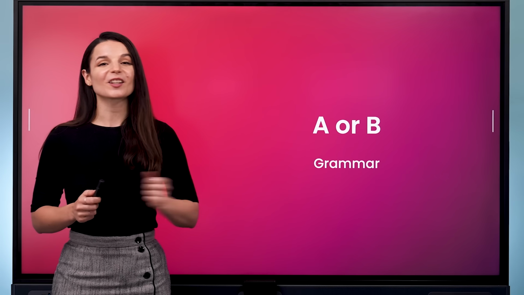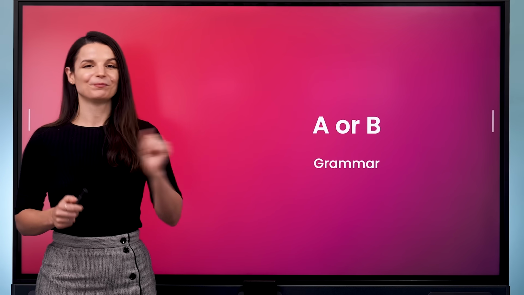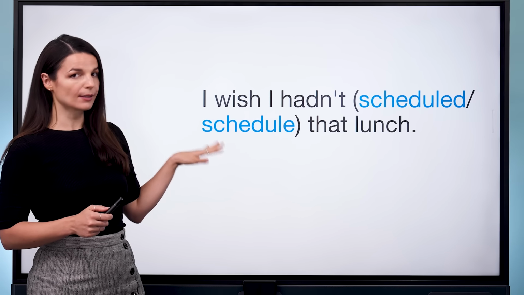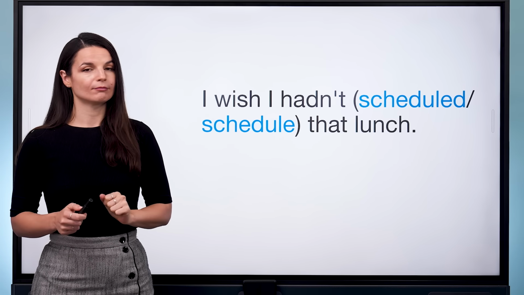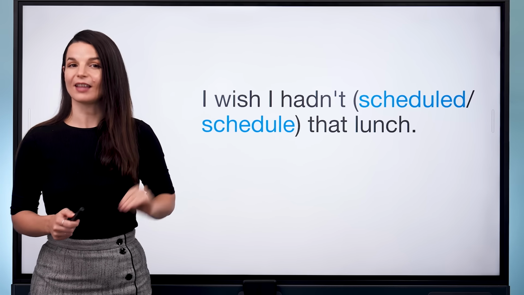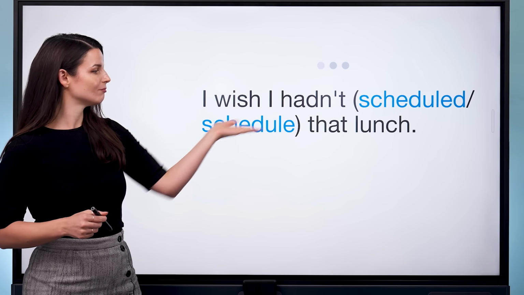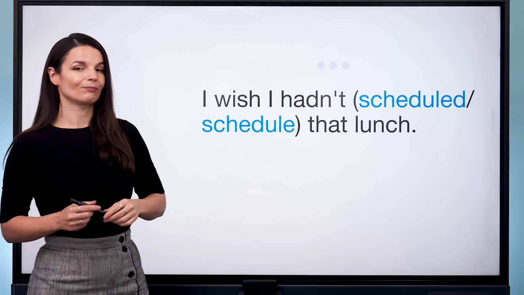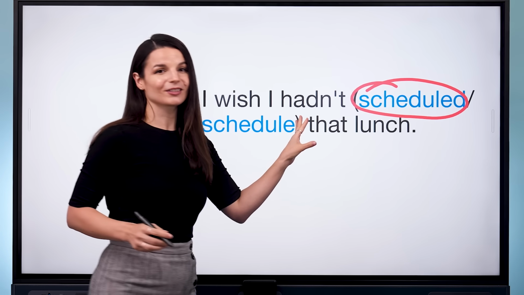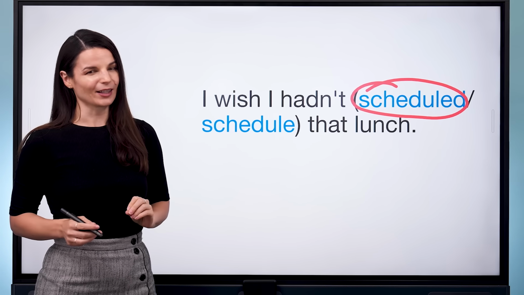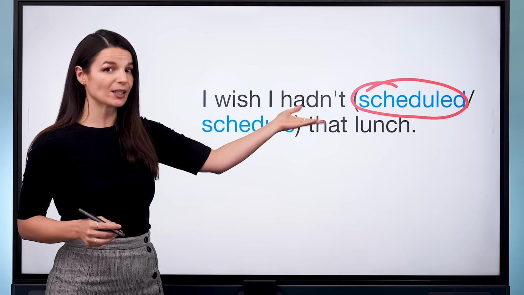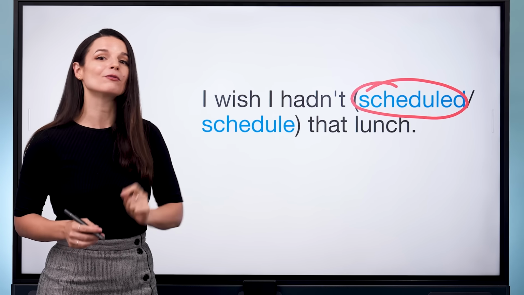Choose the best answer to complete the sentence. Ready? I wish I hadn't scheduled or schedule that lunch. Scheduled. I wish I hadn't scheduled that lunch. Scheduled is correct because after hadn't, past perfect, we need the past participle form of the verb.